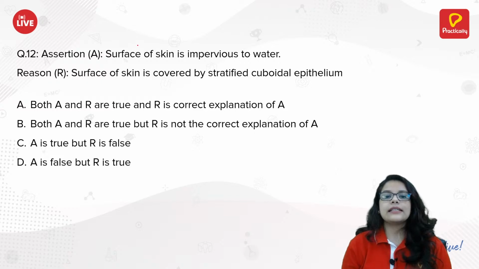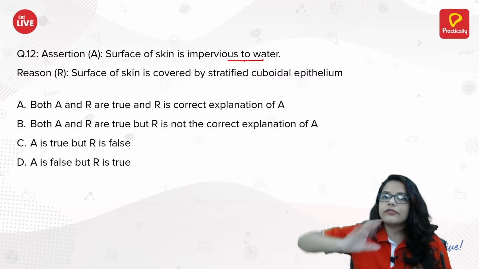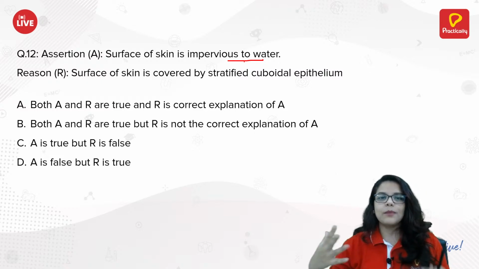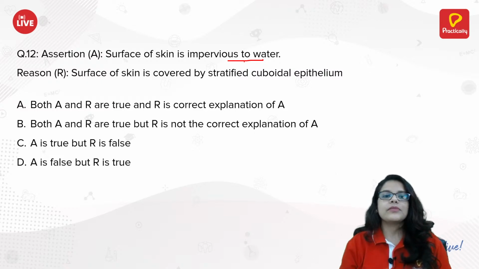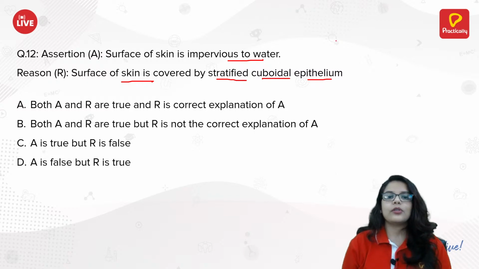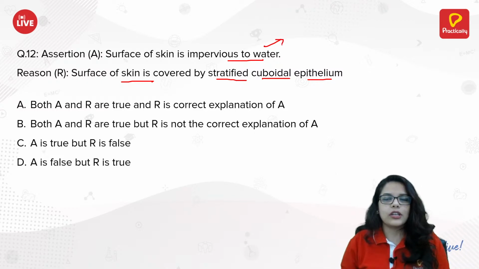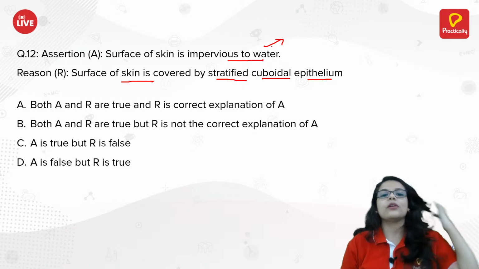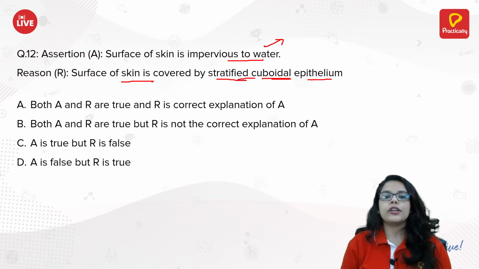Surface of skin is impervious to water. What it says is our skin is impervious. Water does not enter; only if we drink will our body gain some kind of liquid. But why? Because surface of skin is covered by stratified cuboidal epithelium. Impervious to water, as in if we take water, it does not just go inside our body. All we have to do is drink it. Impervious to water means it is not permeable to water. Why? Because it is covered by stratified cuboidal epithelium.